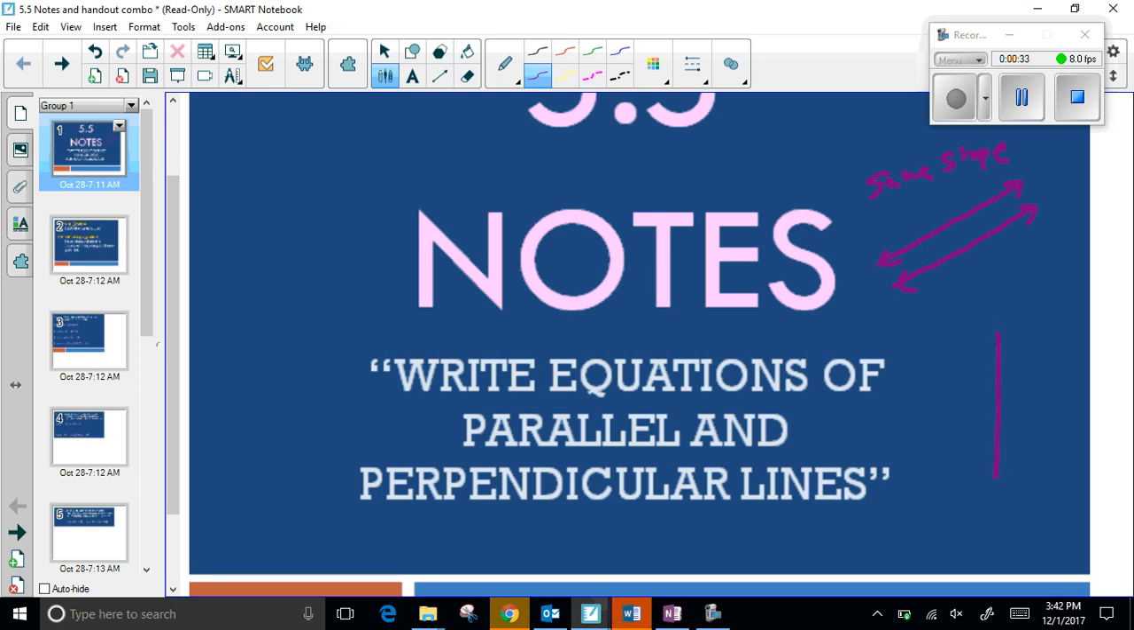Perpendicular lines are lines that go opposite of each other. So they create this nice right angle in actually all four corners where they meet. So we want to know what that looks like and how that affects our equations as far as what it looks like in slope-intercept form, y equals mx plus b. So let's get started.